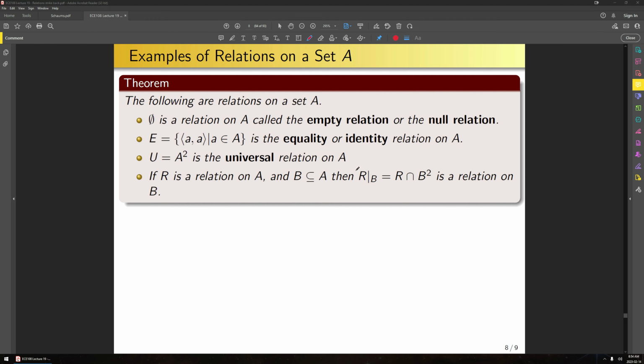Yeah, so this R restricted to B is just the intersection between these two sets. This thing is a relation on B. And what does this thing do? Well, really what we're doing is we're taking the set of ordered pairs that we had from R and removing all of the ordered pairs that don't have components that are also in B.